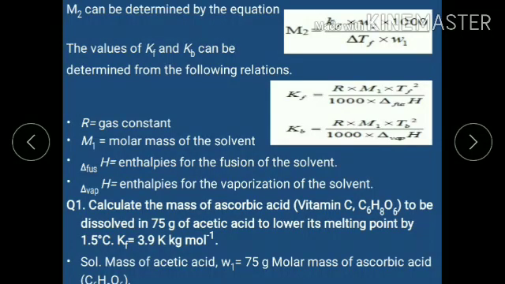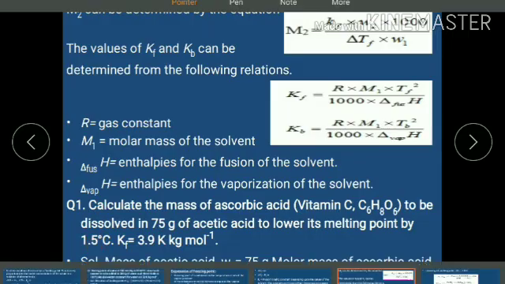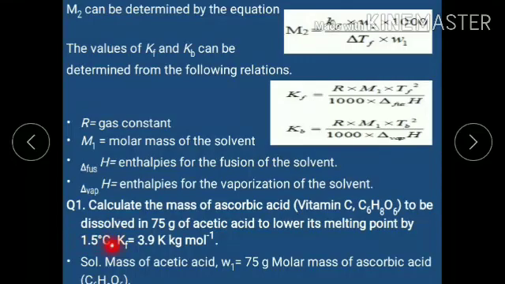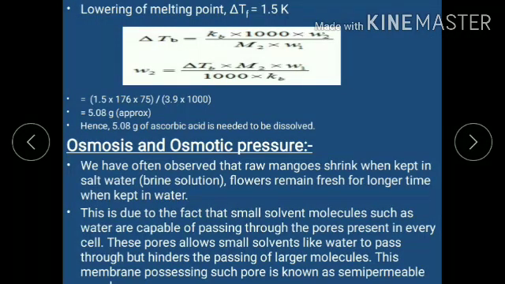Look at the question. This is the numerical. Calculate the mass of ascorbic acid, formula C6H10O6, to be dissolved in 75 gram of acetic acid to lower its freezing point by 1.5 degree centigrade. The value of Kf is 3.9 kg per mole. Always remember the unit of Kf or Kb is kg upon mole. The mass of the acetic acid is 75 gram, and the molar mass is 176 gram, and delta T is equal to 1.5 Kelvin.